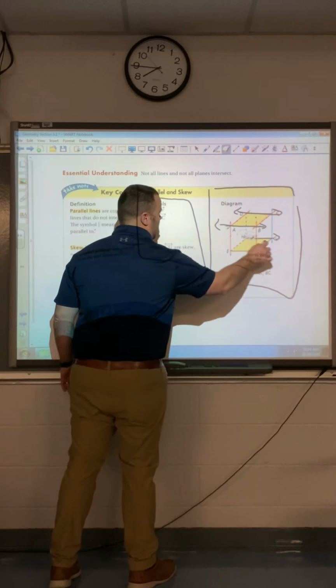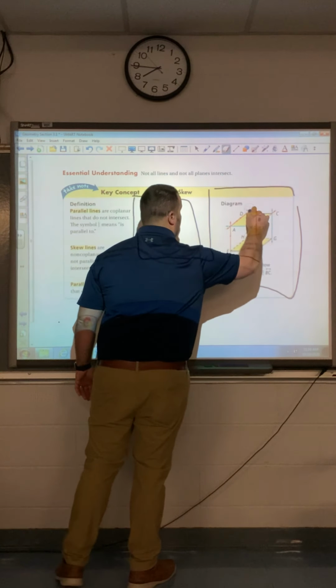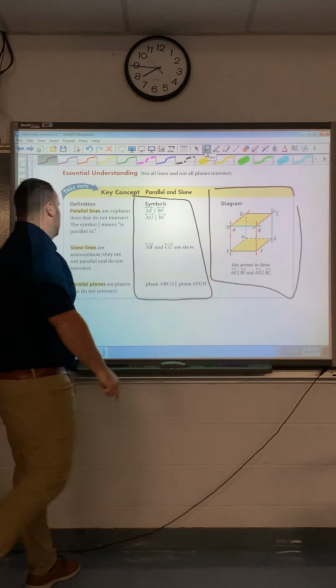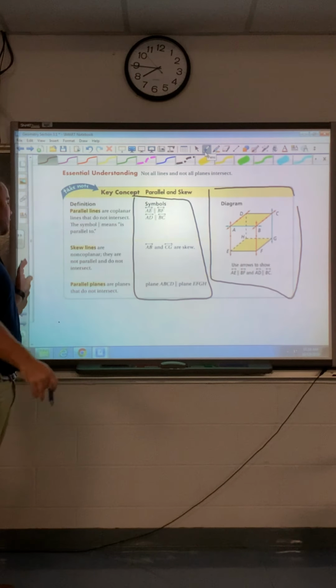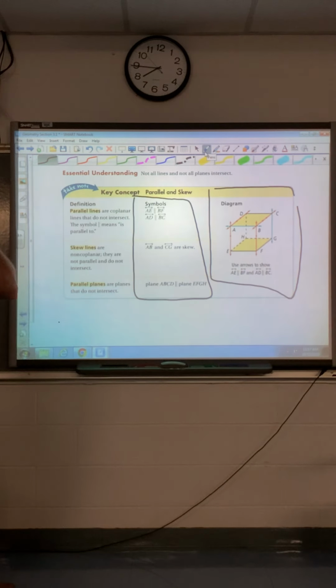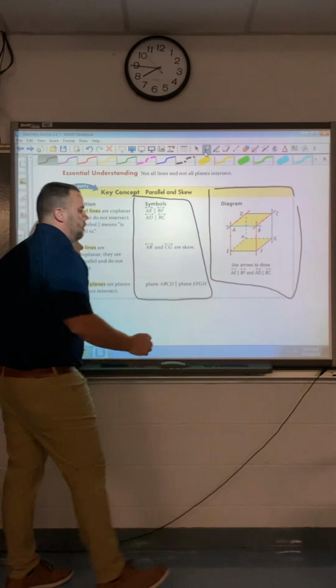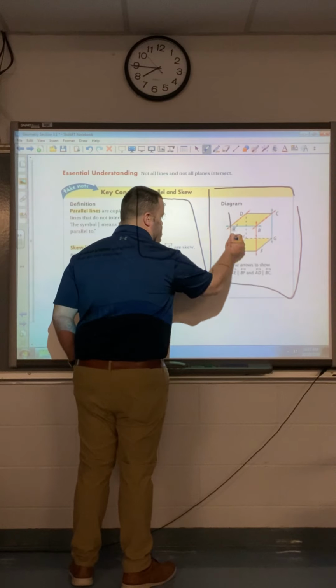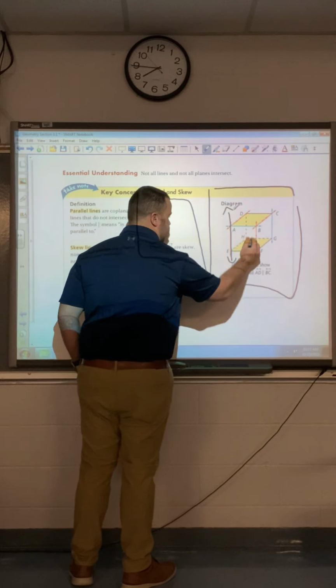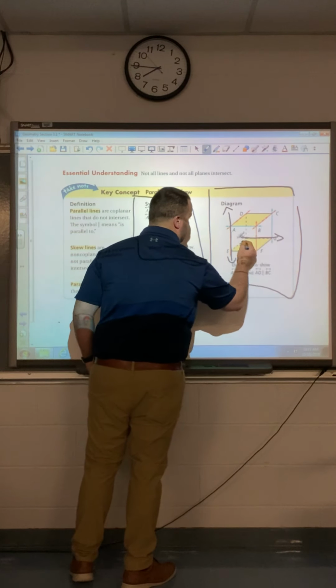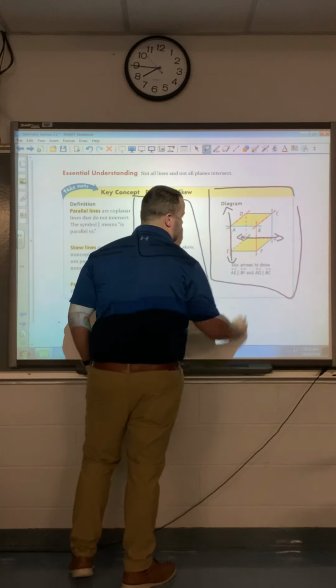The next definition is skew lines. Skew lines are non-coplanar, so they're not on the same plane. They're not parallel and they don't intersect. Just because they don't intersect doesn't mean they're parallel. An example of two skew lines would be AE and HG in the back. They don't ever cross each other, but they're not parallel. That's what a skew line is.